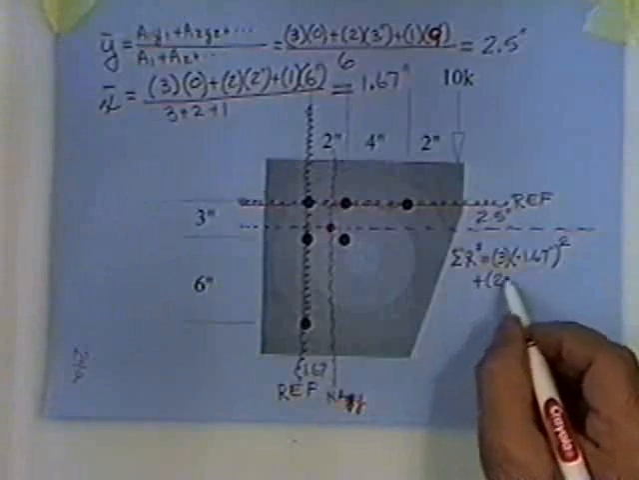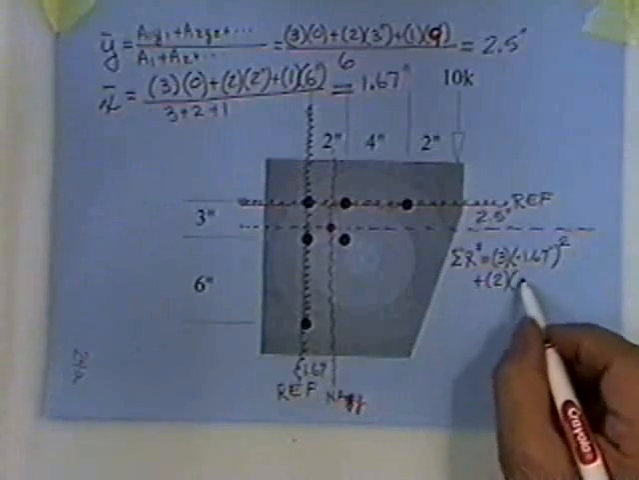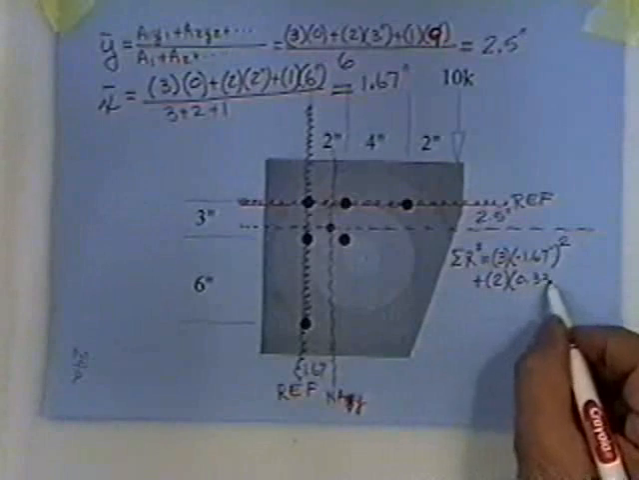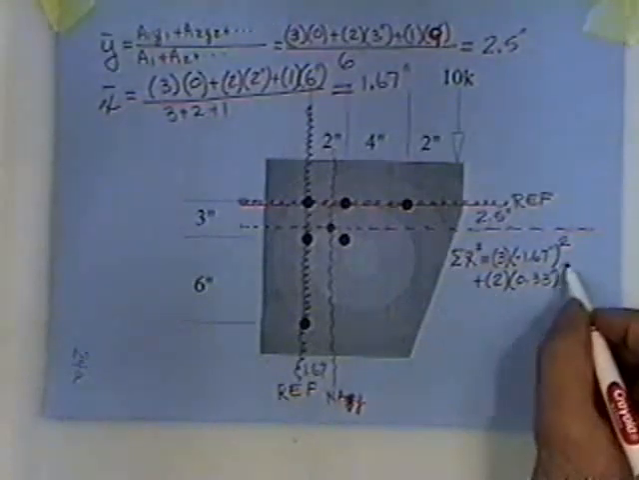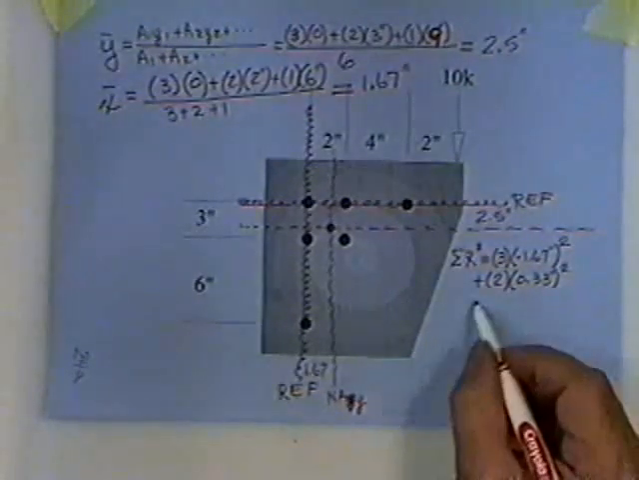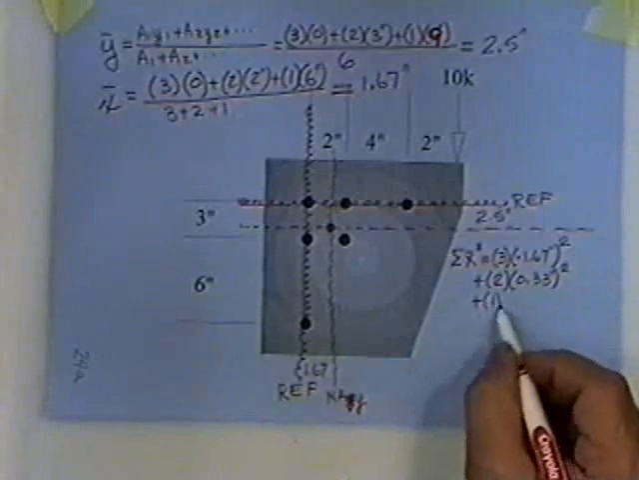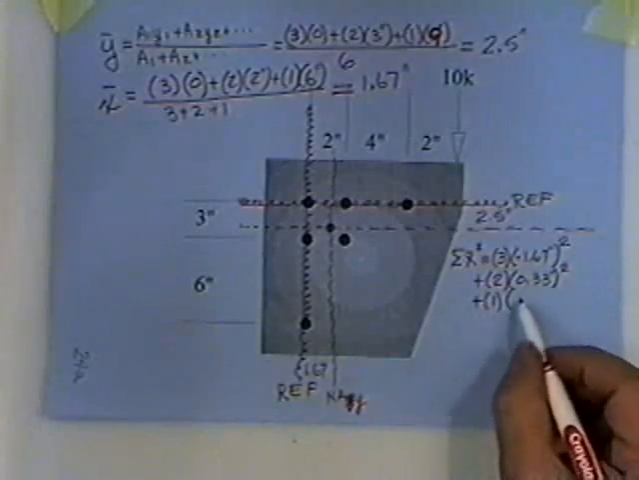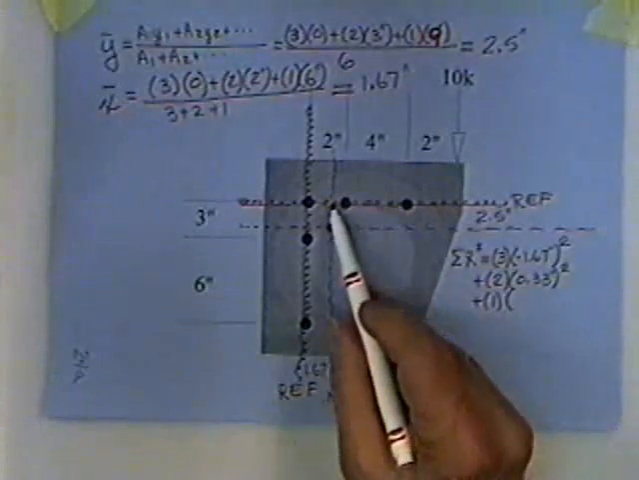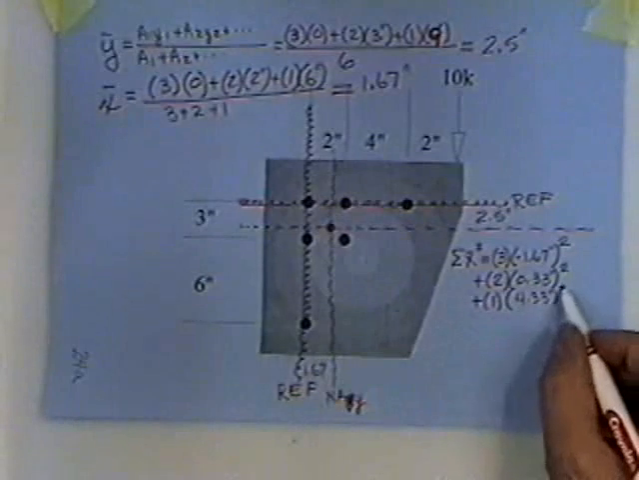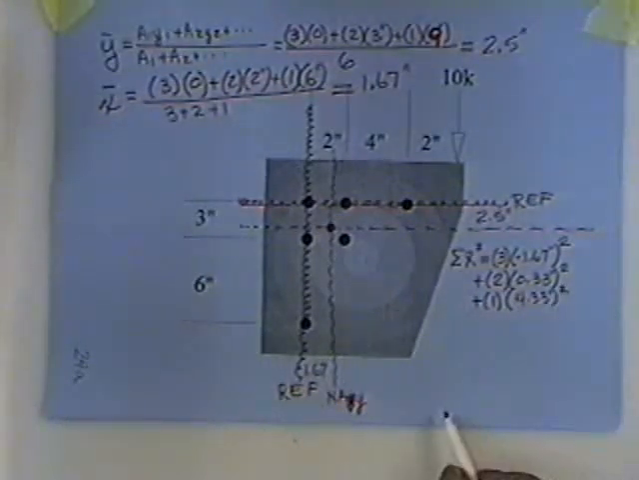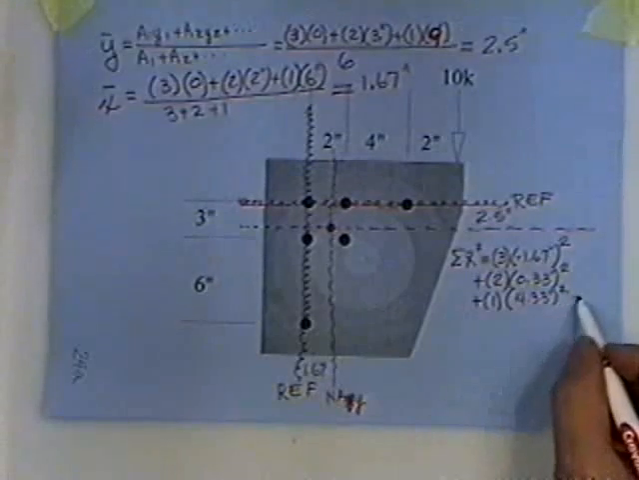Then you add in the fact there are 2 bolts, and they live 0.33 inches off of that Y axis in the X direction, squared. And then there's 1 bolt, and he is 4 1/3 inches off of the Y neutral axis, squared. And that's one number.